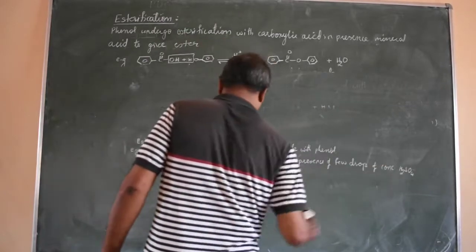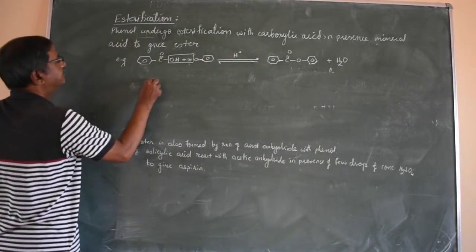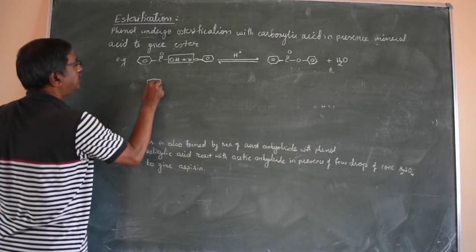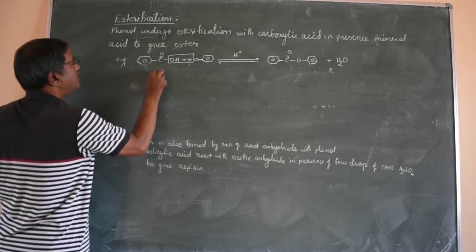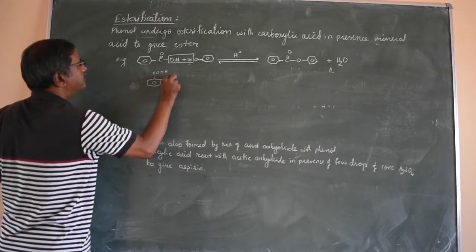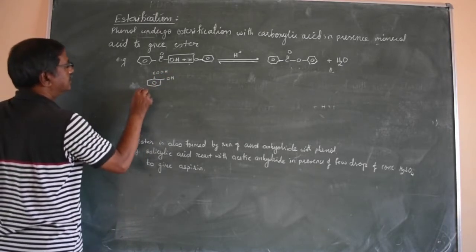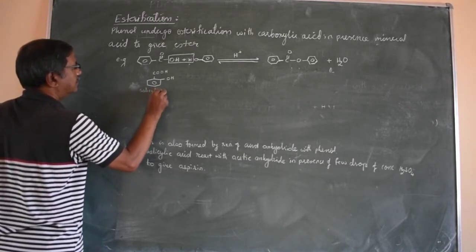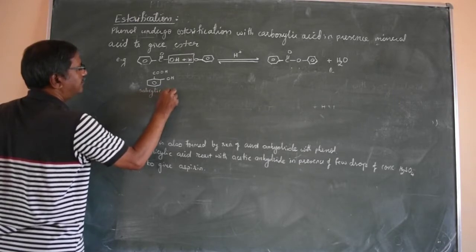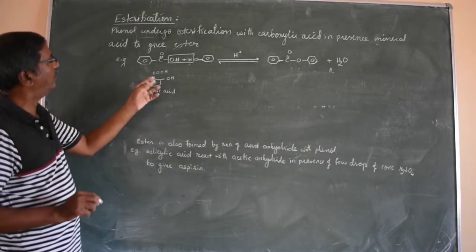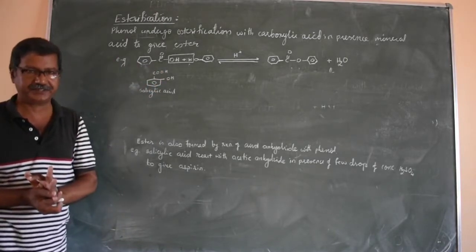The formula for salicylic acid is C6H4(OH)COOH, with the OH group. This is salicylic acid. It's nothing but a derivative of phenol. One H is replaced by COOH.